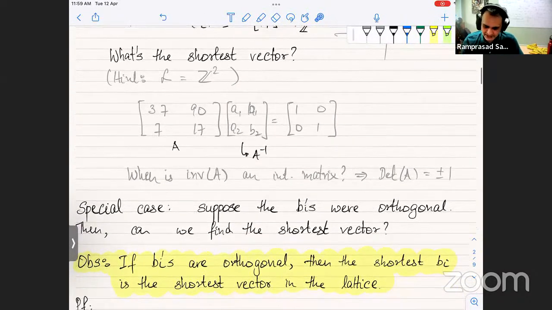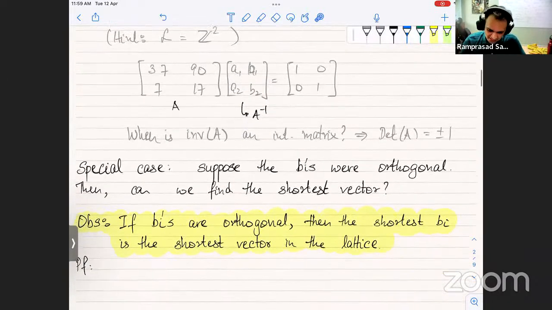Okay. And here is a simple claim. If the basis that was provided to you was orthogonal, it doesn't have to be E1 and E2. It could be any bunch of vectors. But suppose I gave you an orthogonal basis. By orthogonal, I just mean the pairwise every dot product is 0. Okay. Then the shortest basis vector is actually the shortest vector in the lattice.